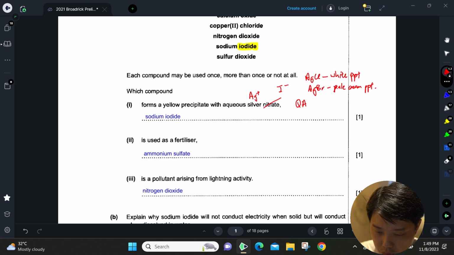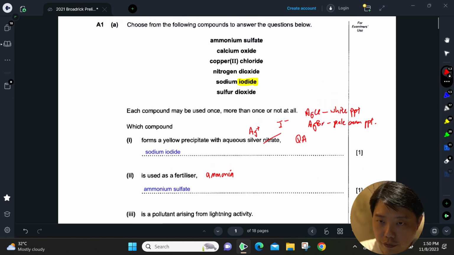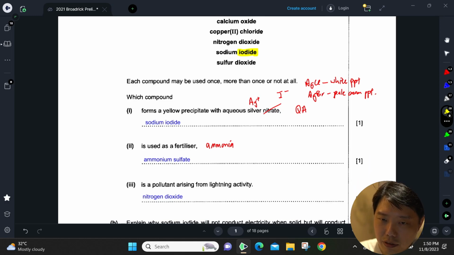Okay, so what compound can be used as a fertilizer? So this is under the chapter on ammonia. Basically, we need to use the NH4+ as a source of nitrogen. So if we look down the list, I think the only one that we can use is ammonium sulfate. So this is kind of like a memory work kind of question.